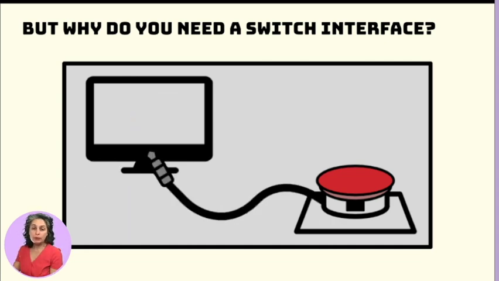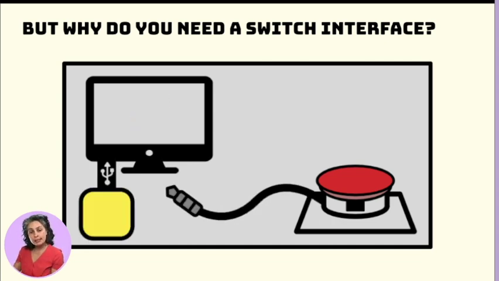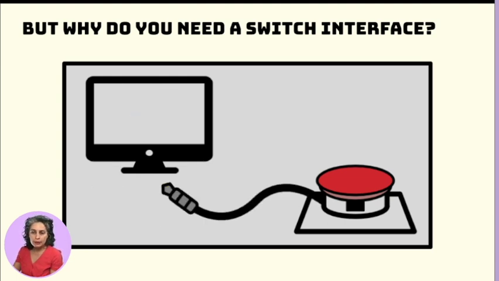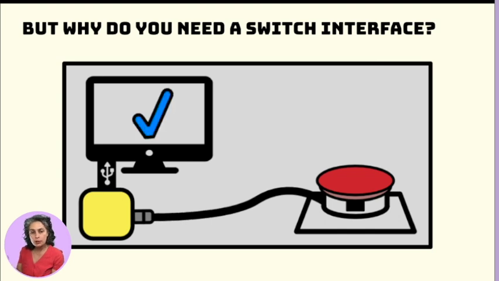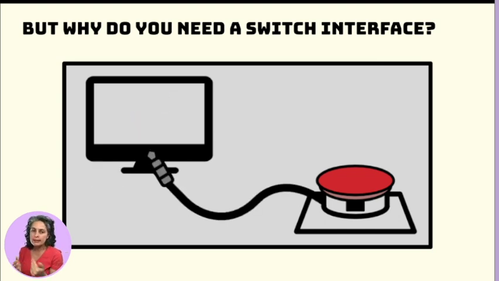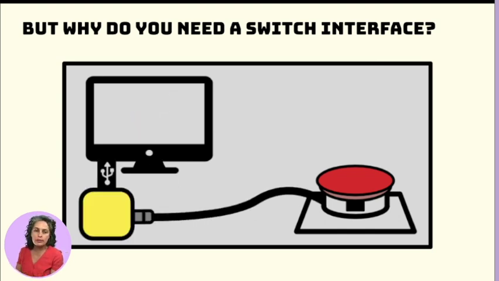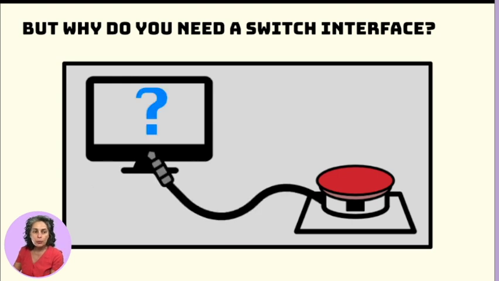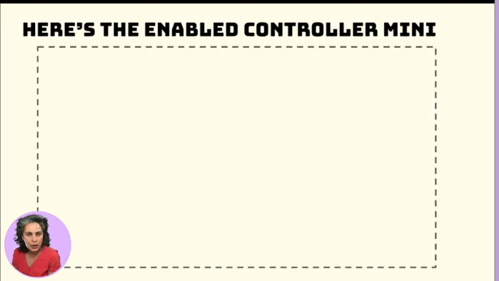But a computer doesn't really know what to do with this switch, and so you need this lovely little thing called the switch interface, which is exactly that. It's an interface between the switch and the computer, and it lets the computer know what the switch is trying to do. So interfaces, how do they work? Let's take a look at one.